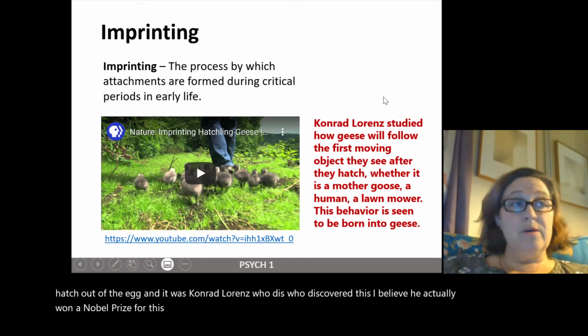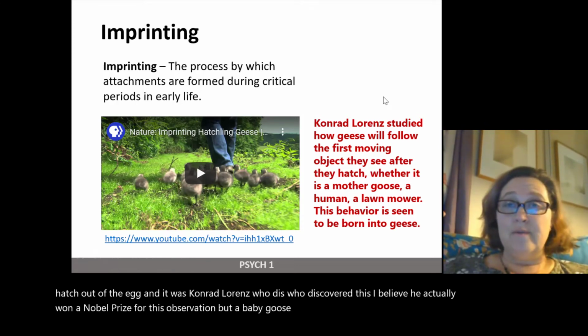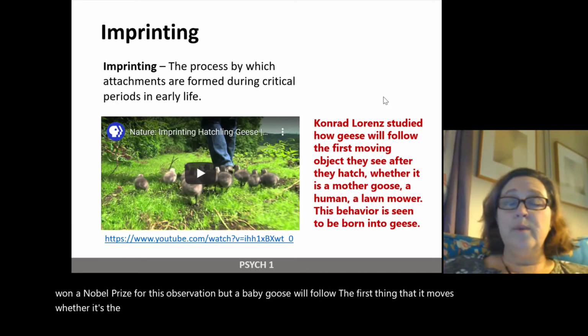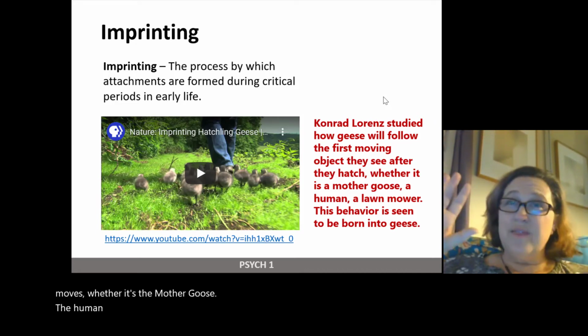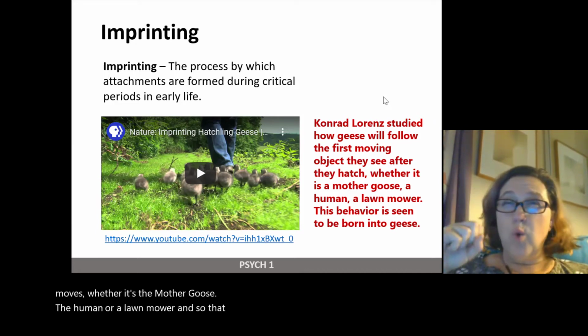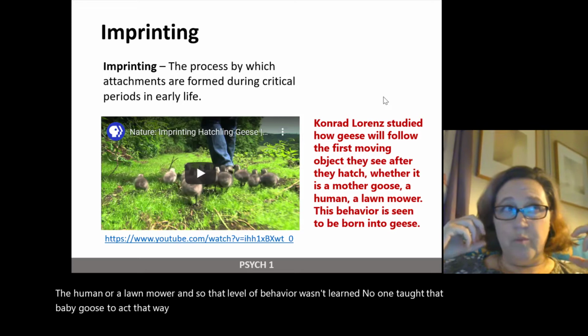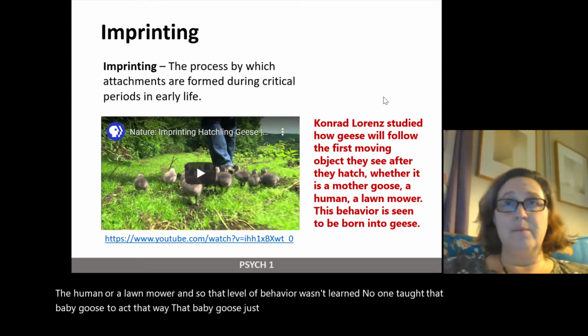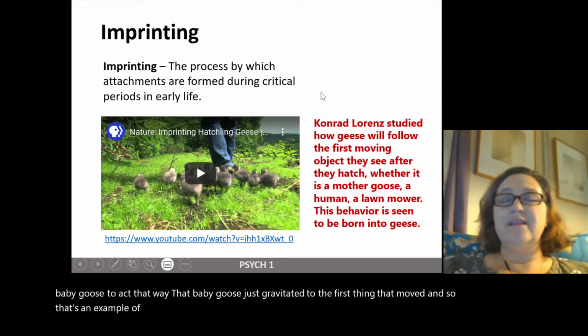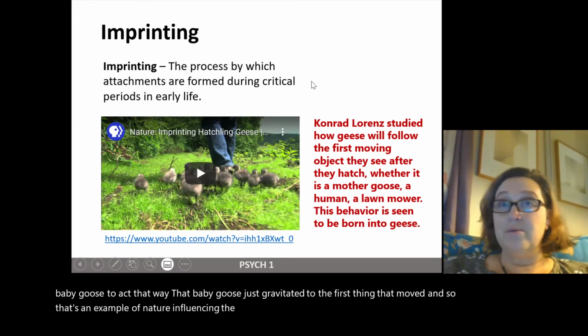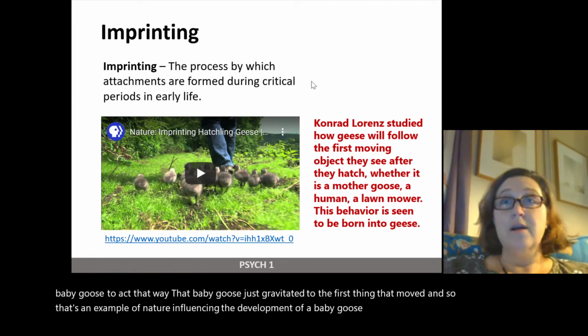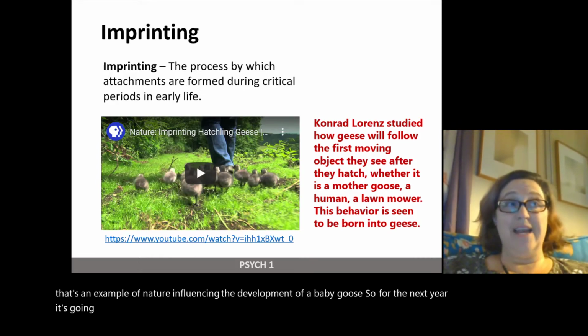But a baby goose will follow the first thing that moves, whether it's the mother goose, the human, or a lawnmower. That behavior wasn't learned. No one taught that baby goose to act that way. That baby goose just gravitated to the first thing that moved. That's an example of nature influencing the development of a baby goose. For the next year, it's going to follow that human or that lawnmower or that mother goose.